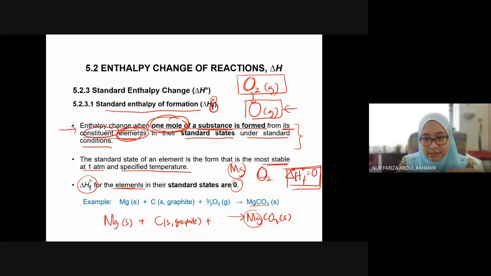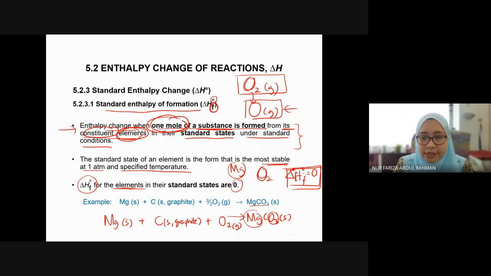And then oksigen. Kita ada oksigen kan? Nampak tak? Ada oksigen there. So kita pun include O2. It should be O2, not O saja. Because remember guys, standard state, standard state, standard state. Okay?